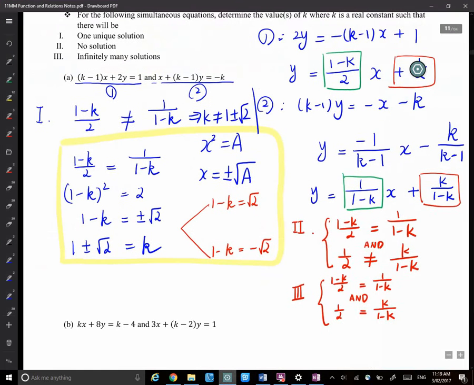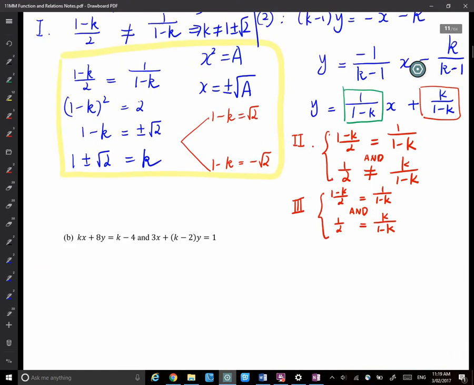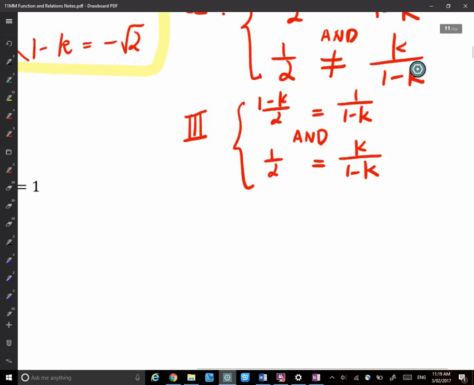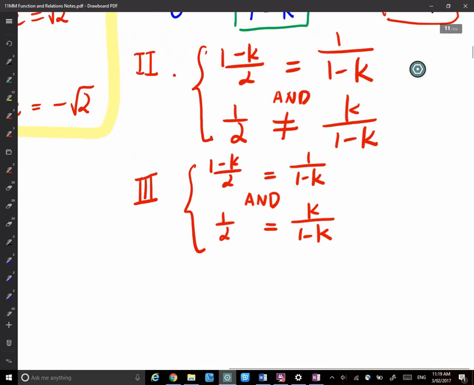Okay, we're trying to solve for no solution. We need M1 equals to M2, C1 not equals to C2. So that's the equation I gave to you yesterday: 1 minus K over 2 equals to 1 over K minus K, and a half not equals to K over 1 minus K. So they are parallel, but they are not the same line. So let's solve for this.